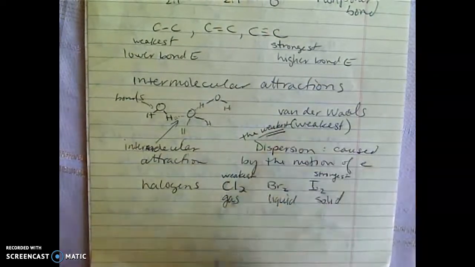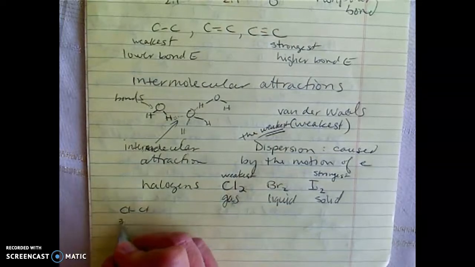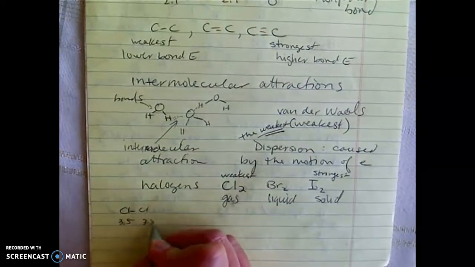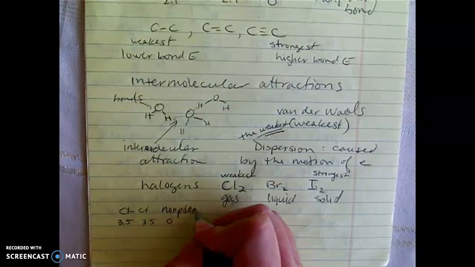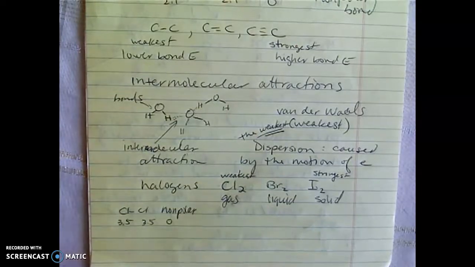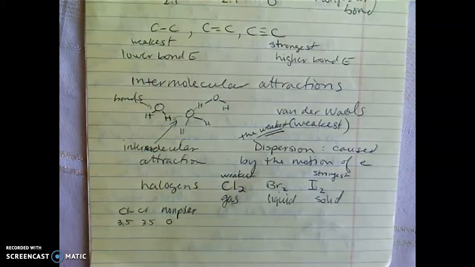Now when you look at these, you've got chlorine and chlorine. If you look at electronegativities, 3.5 and 3.5, that's 0. So this is non-polar. So it can't attract to itself because of opposite poles. Same thing with bromine, same thing with iodine. So what makes them attract?